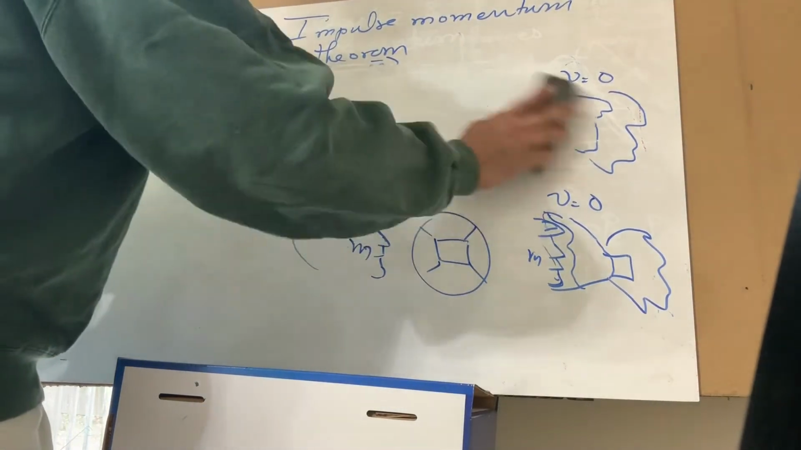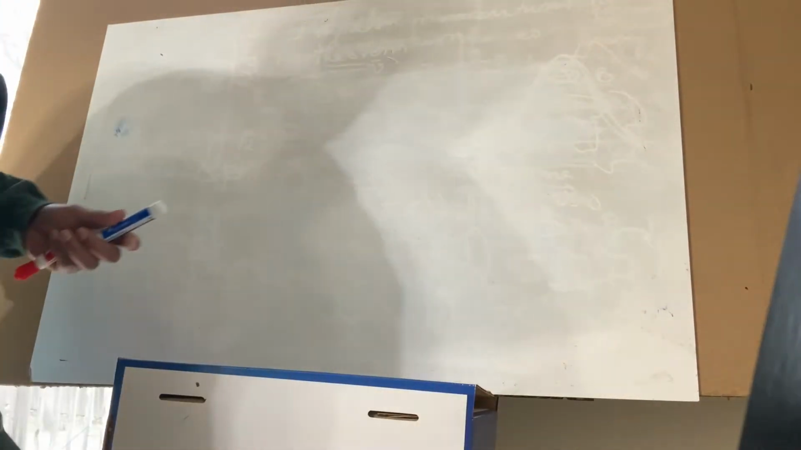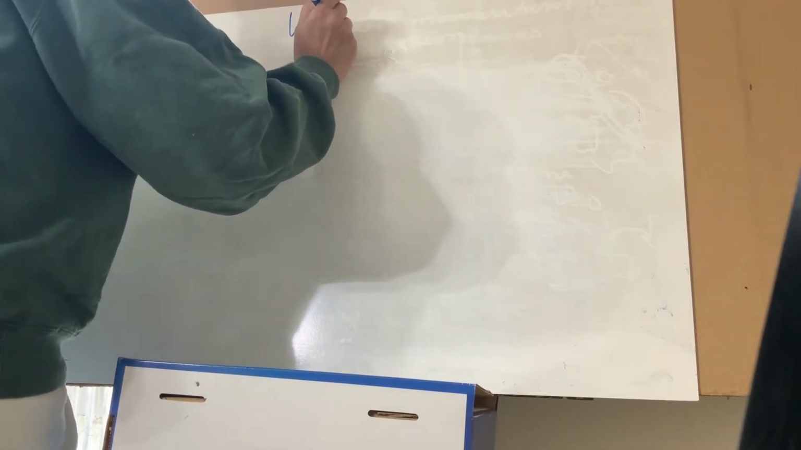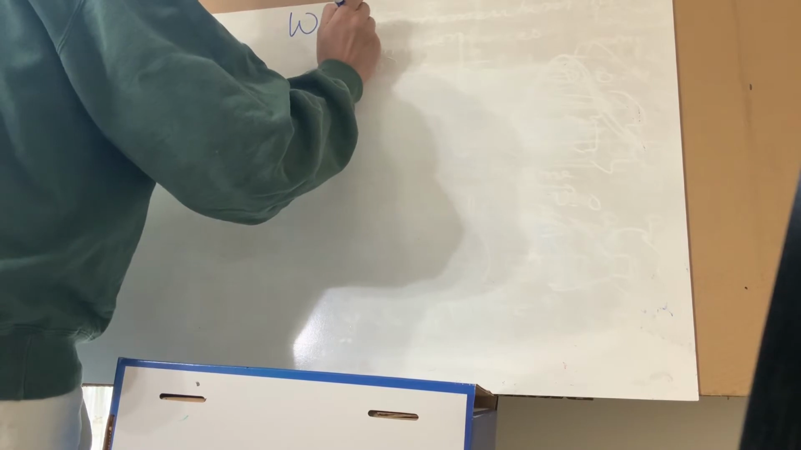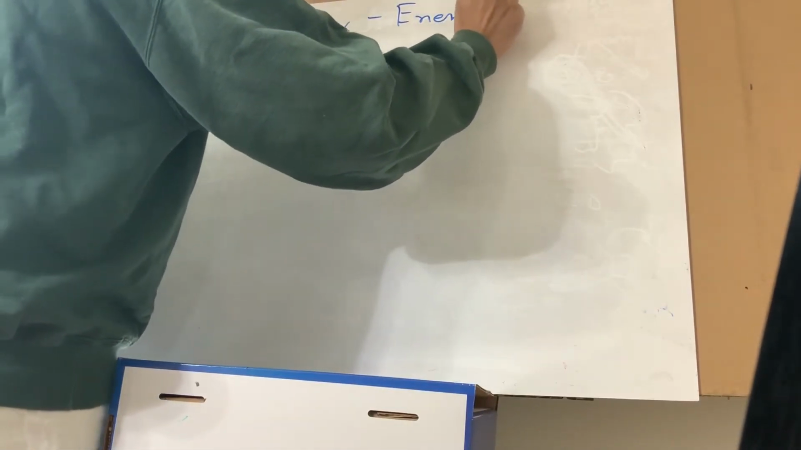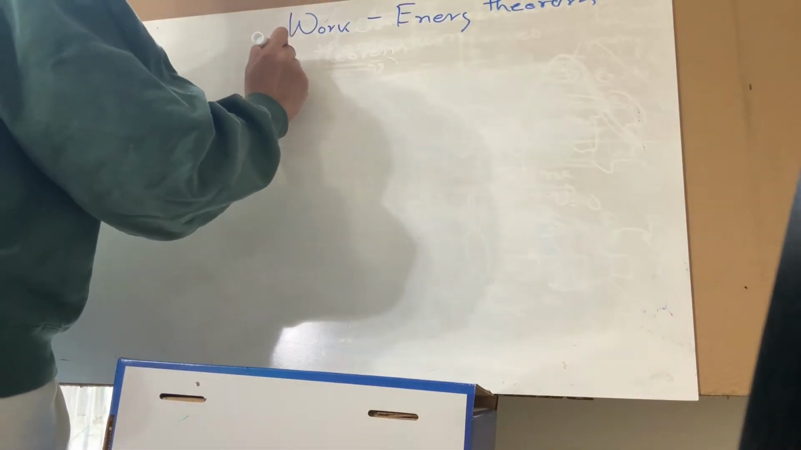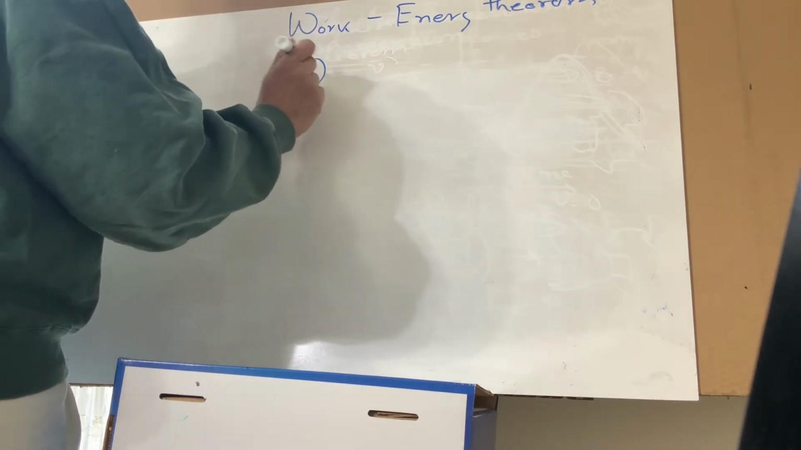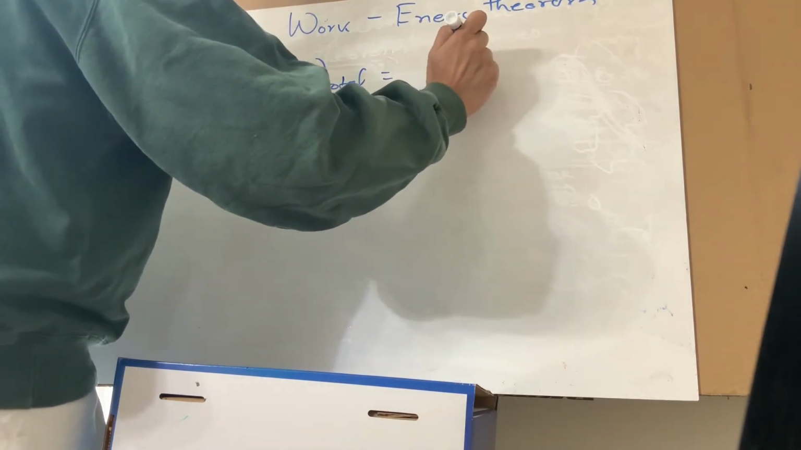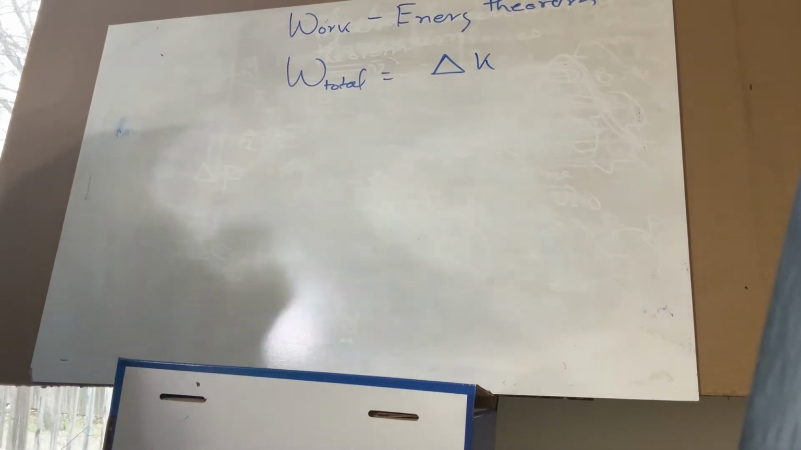So we have come across two theorems so far. One was the work energy theorem. In chapter 6, we talked of the work energy theorem, which states that the net work done, or the total work done, W total, changes the kinetic energy. So that was the work energy theorem, chapter 6.